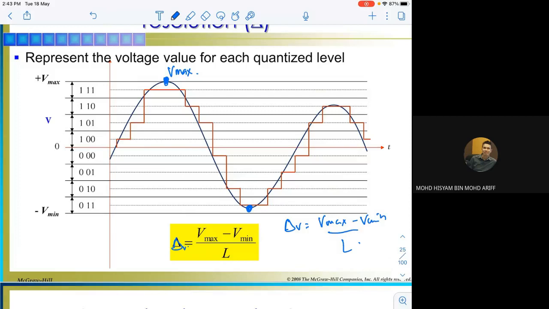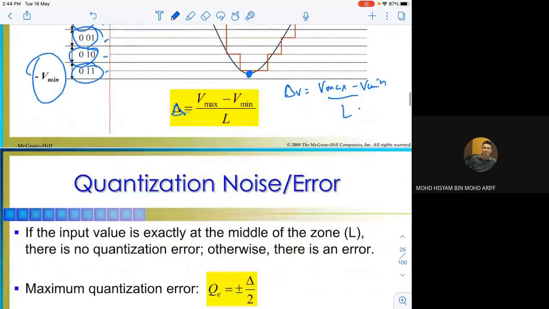Here you assign the value for every bit. Let's say you are using 3 bits; 3 bits can be assigned here. Right now you just see the arrangement: where's the location of the Vmax, where's the location of Vmin, the arrangement of the bits, and so on. After that I will show you how to get this. Delta V equals Vmax minus Vmin over L.